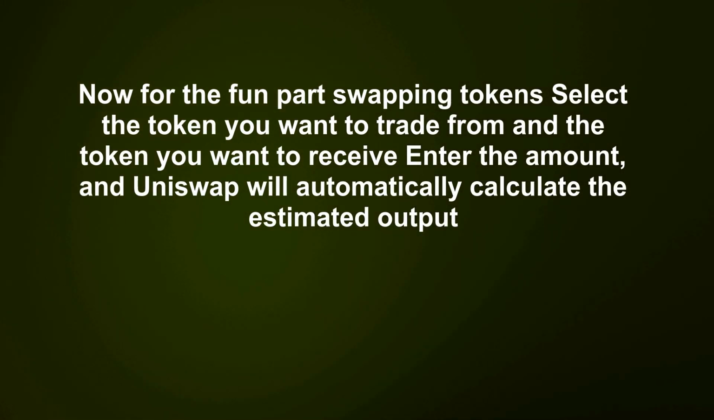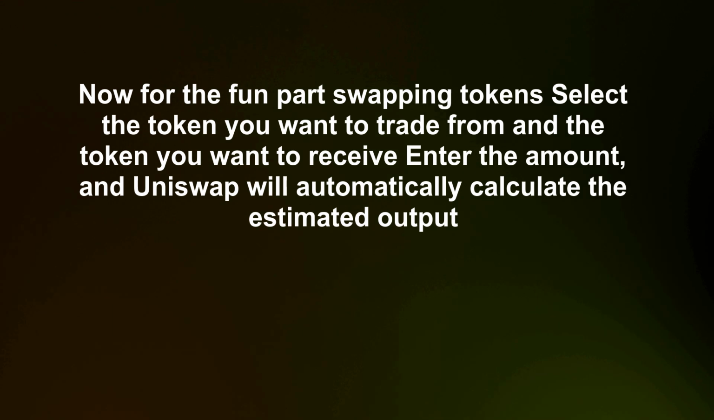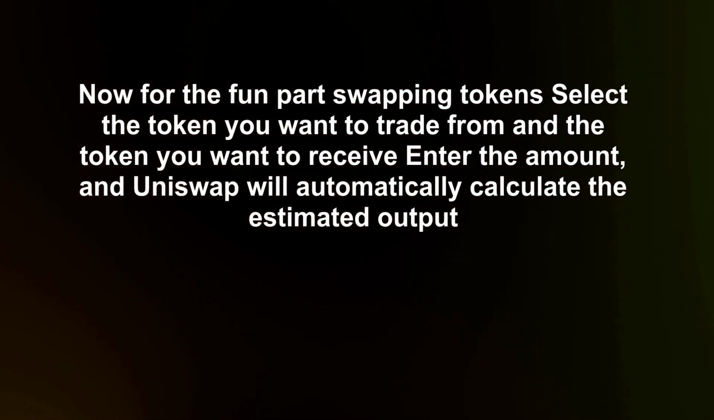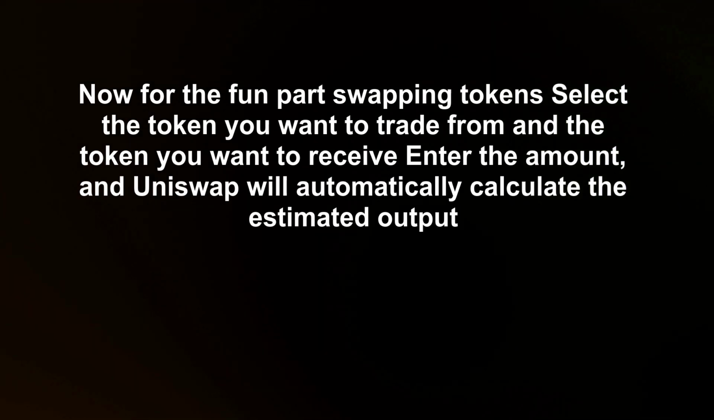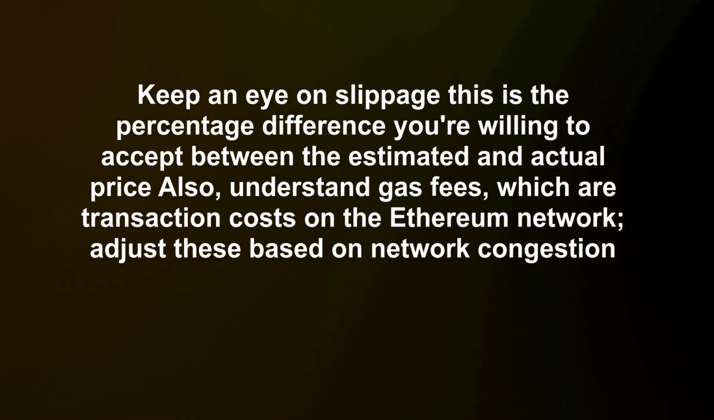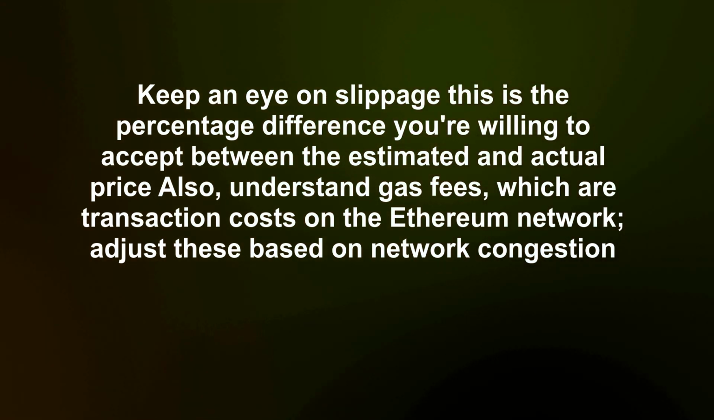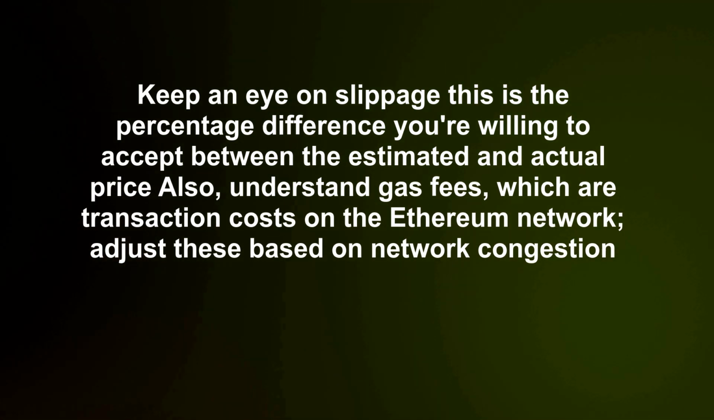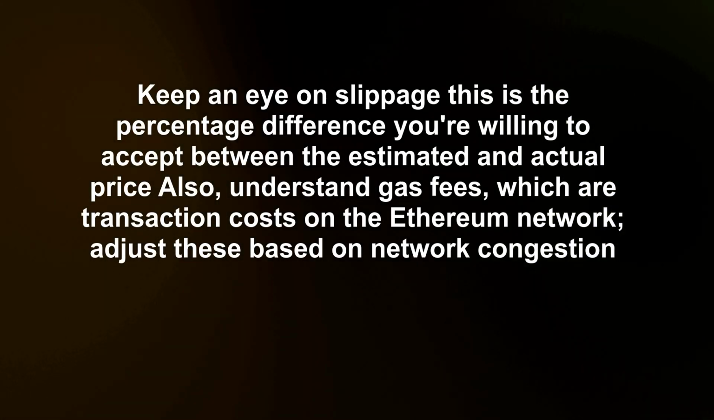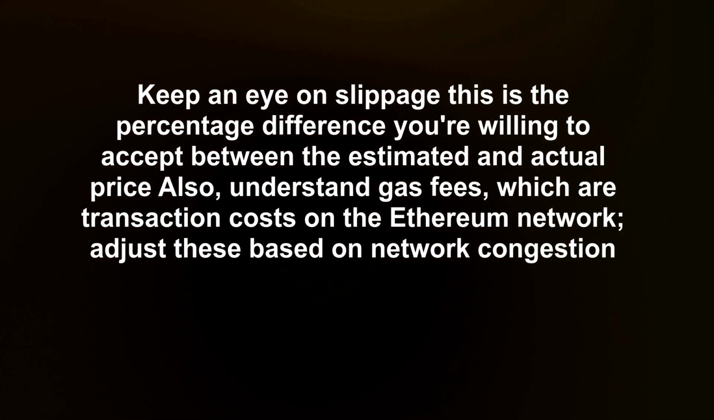Now for the fun part, swapping tokens. Select the token you want to trade from and the token you want to receive. Enter the amount, and Uniswap will automatically calculate the estimated output. Keep an eye on slippage. This is the percentage difference you're willing to accept between the estimated and actual price. Also, understand gas fees, which are transaction costs on the Ethereum network. Adjust these based on network congestion.